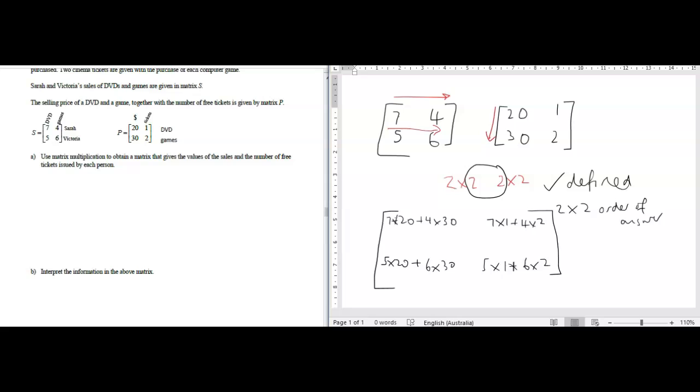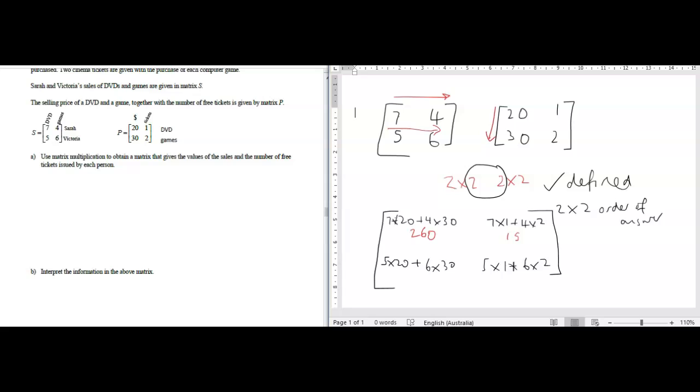And I'm just going to write the answers here. So 7 times 20, 140. 4 times 30, 120. Did I do that right? 7 twos, yep, 140, 120, 260. 7 times 1 is 7, 4 times 2 is 8, so 15, and then I can do that, smaller numbers.